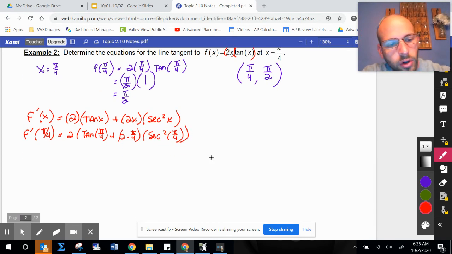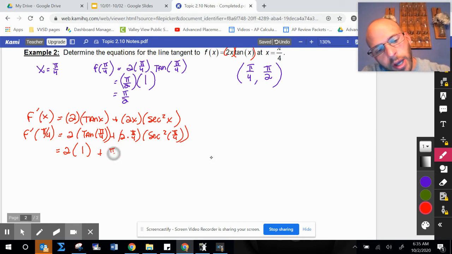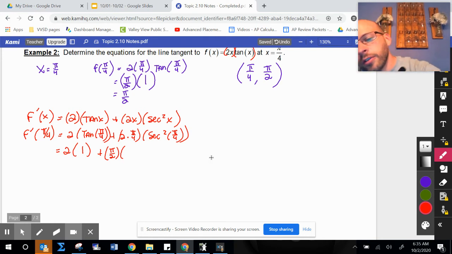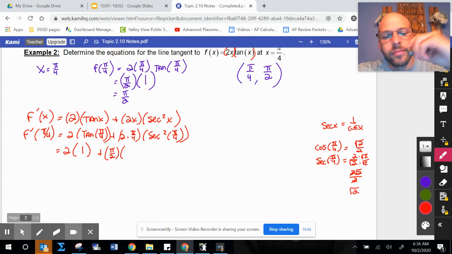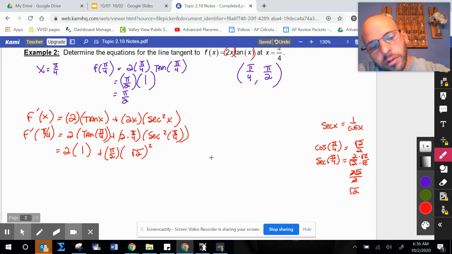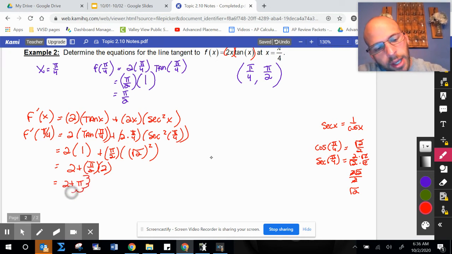Okay, so we got a lot of stuff to figure out here. So 2, we said tangent of pi over 4 is going to be 1. We did that earlier. 2 times pi over 4 is just pi over 2 times, now secant squared of pi over 4. So secant is 1 over cosine, or the reciprocal of cosine, right? So cosine of pi over 4 is going to be square root 2 over 2. So that means secant of pi over 4 has to be 2 over root 2. And if you rationalize this denominator, because it does make it easier, I get 2 root 2 over 2, or just the square root of 2. So I'm going to have the square root of 2 squared. So I get a 2 plus pi over 2 times 2, or in this case, 2 plus pi. So this is my expression for the slope.